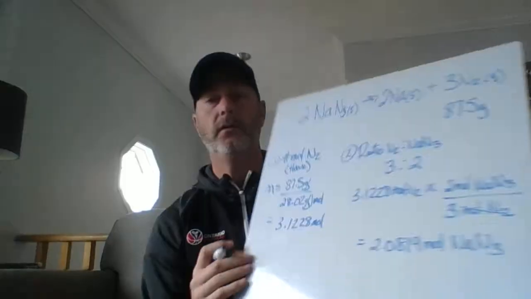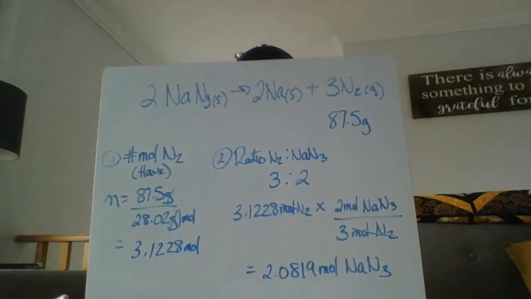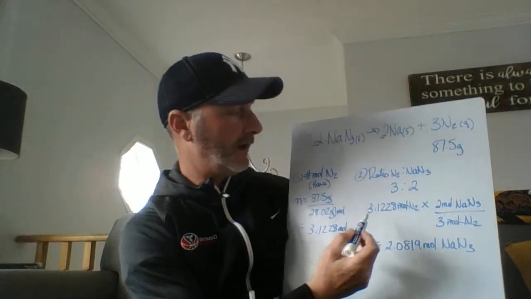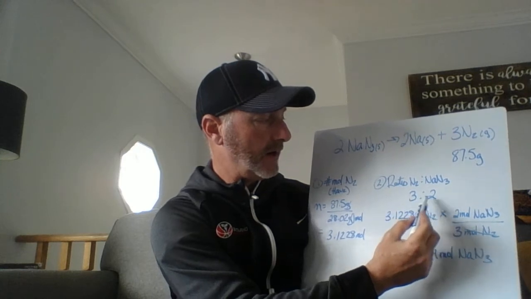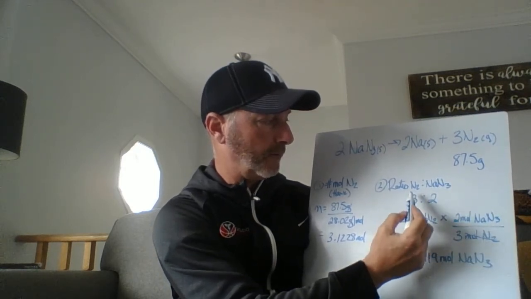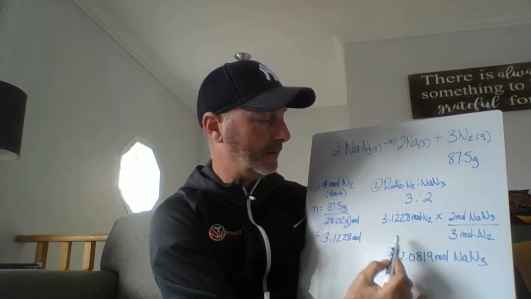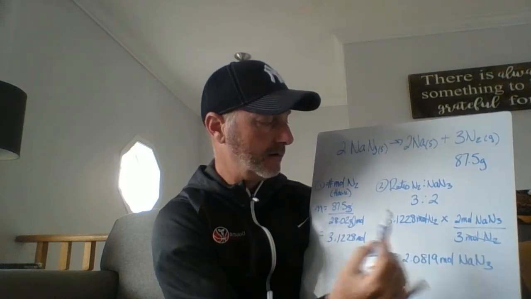Okay, now one thing you can do when you get these numbers, just look right away. If the ratio is 3 to 2, it means automatically you're going to have fewer moles of NaN3 than you do of N2. So this number has to be smaller than 3.1228. If it's not, then you've done something incorrect. So then our last step is pretty simple.